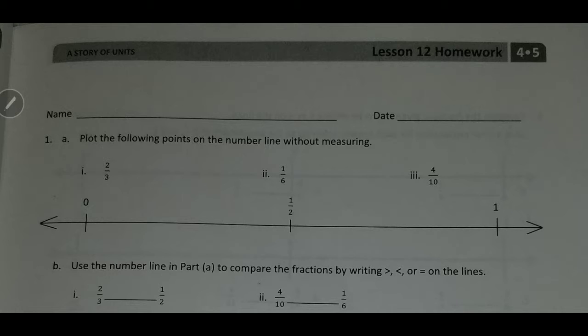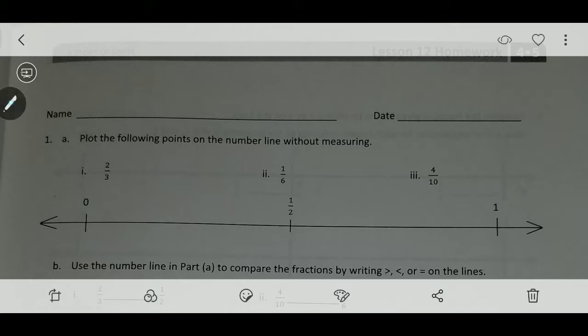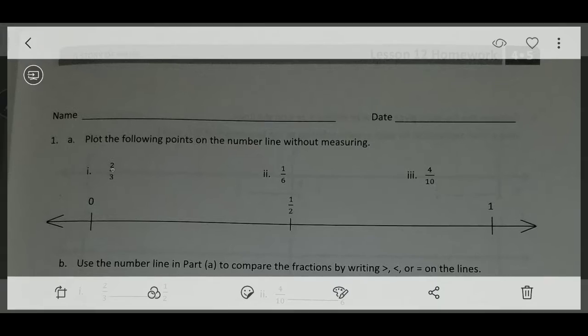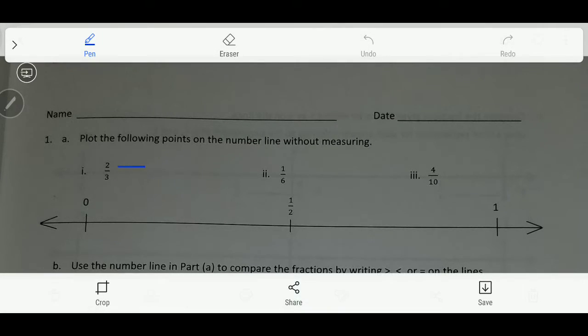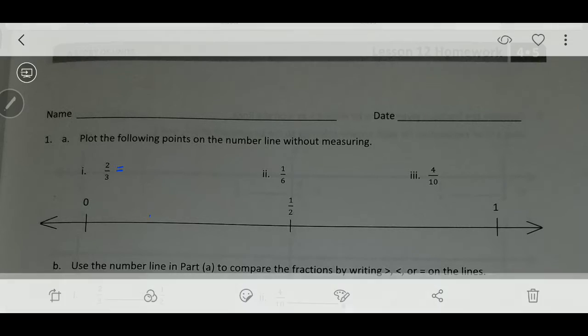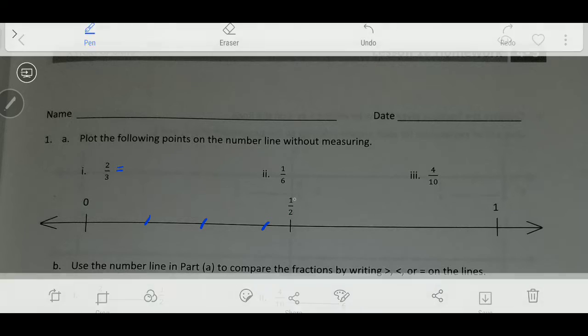So for question number one, it's all about fractions, so I'm gonna explain fractions using these examples. Question number one says, plot the following points on the number line without measuring. So they don't want you to put this number in the calculator, because if you do, it's gonna give you a number, and then you're gonna know where it belongs. Maybe it belongs here, here, here, or maybe it's after 1/2.